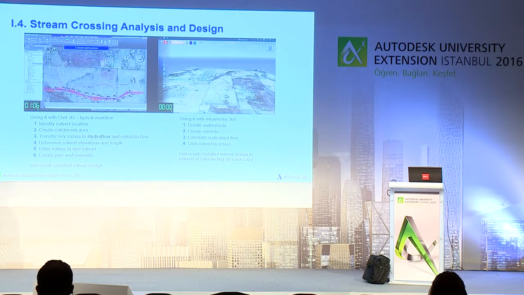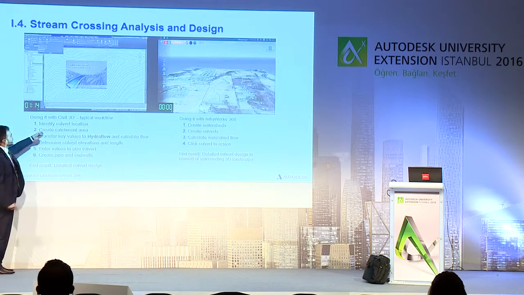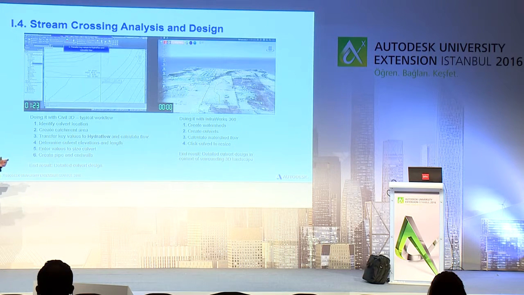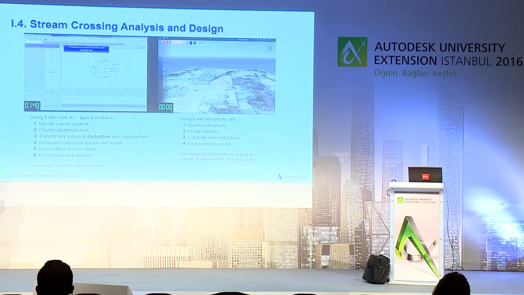So first, we have to identify the culvert location. We have a certain road, we have a certain low point, and a stream crossing. We need to analyze where we have to place our culvert, the pipe that will take the flow from one side to the other. Here we're using HydraFlow extensions. These are additional extensions inside of Civil 3D, which can be used to design the culvert, etc.